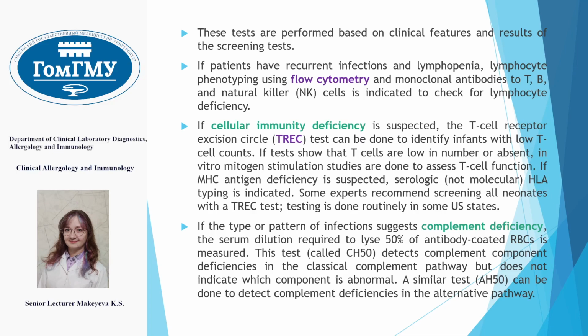If the type or pattern of infection suggests complement deficiency, the serum dilution required to lyse 50% of antibody-coated red blood cells is measured. This test, called CH50, detects complement component deficiency in the classical complement pathway, but does not indicate which component is abnormal. A similar test can be done to detect complement deficiency in the alternative pathway.